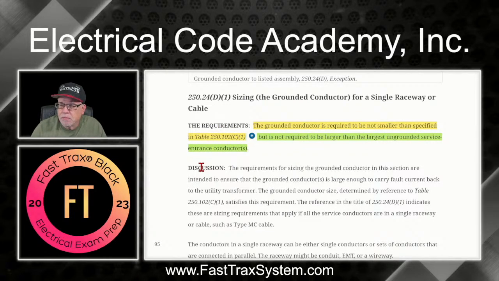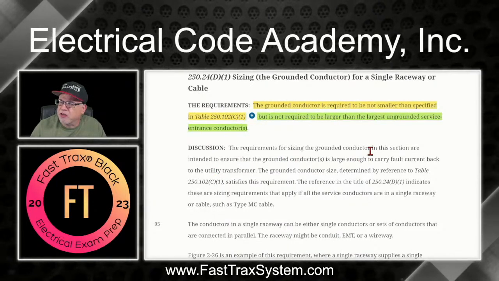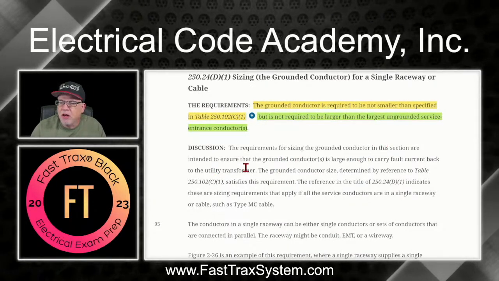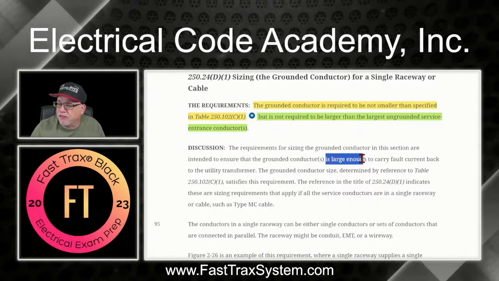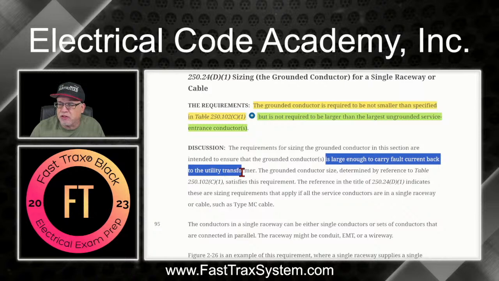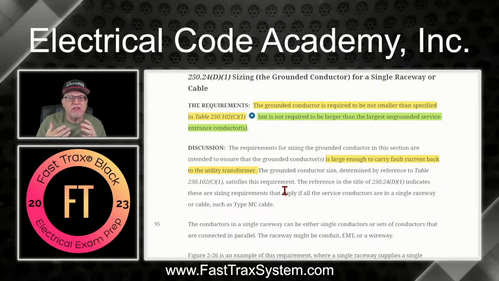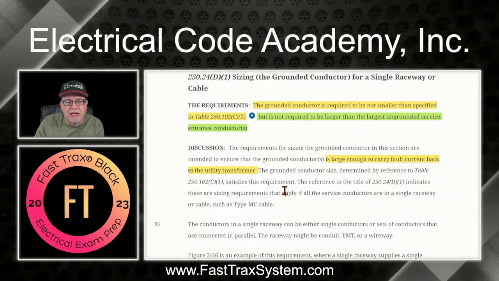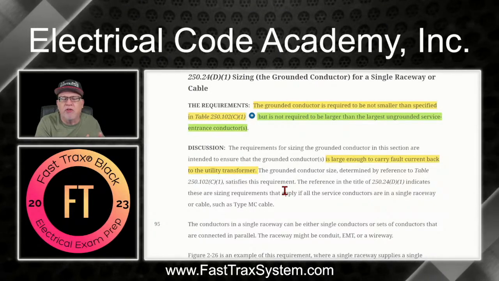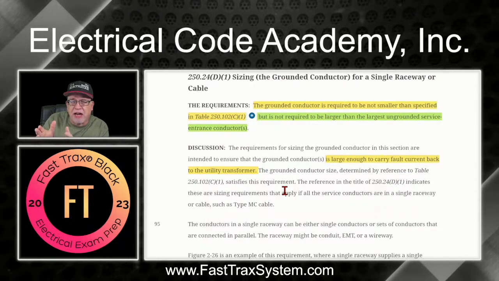Now, discussion. The requirements for sizing the grounded conductor in this section are intended to ensure that the grounded conductor is large enough to carry fault current back to the utility transformer. I hate to harp on this, because even though we're sizing from the service out, those are equipment grounding conductors, and we're sizing them based on the overcurrent protective device because of the ground fault.